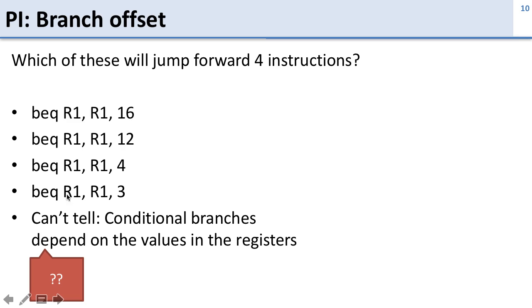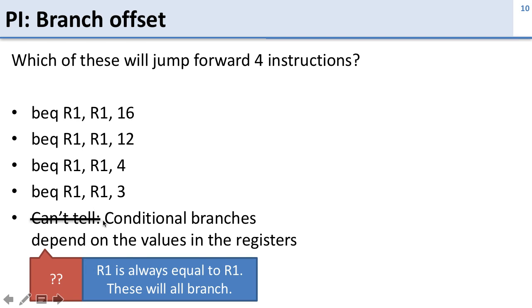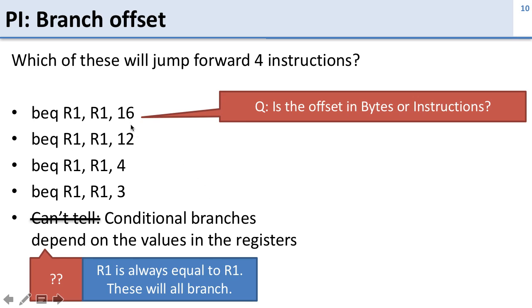And that's true, but if you look at these, all of these are comparing R1 to R1. So R1 always equals R1, so they're all going to branch because it's branch equal. So it's not this one here. Now let's take a look at the first two. These two here have a branch that's 4 times as big as these ones here.